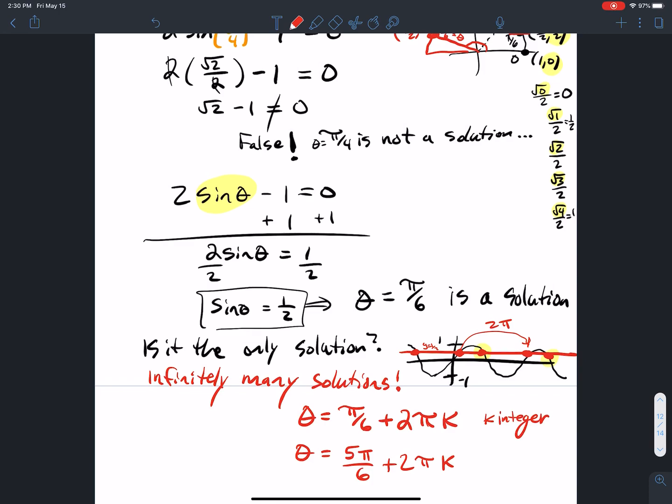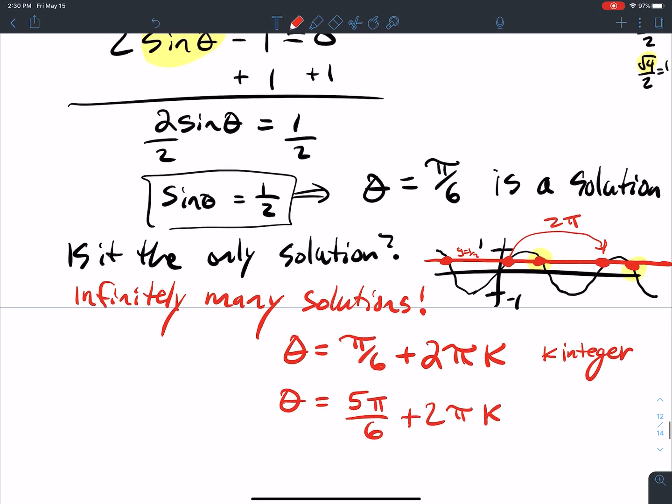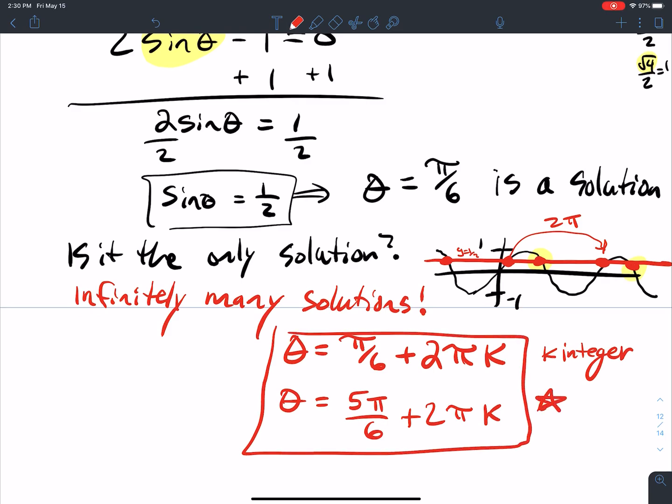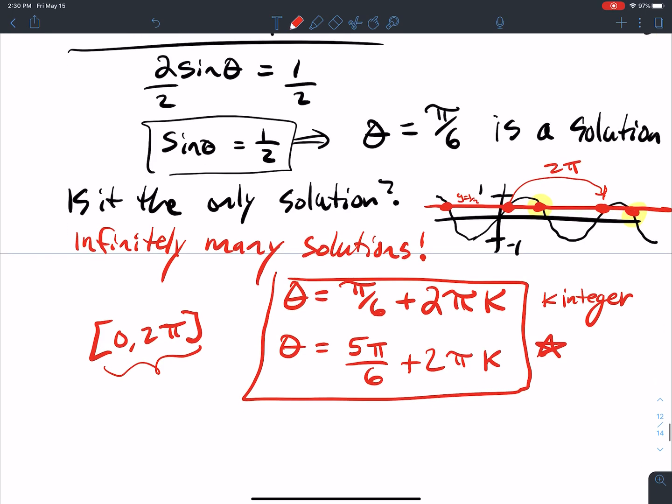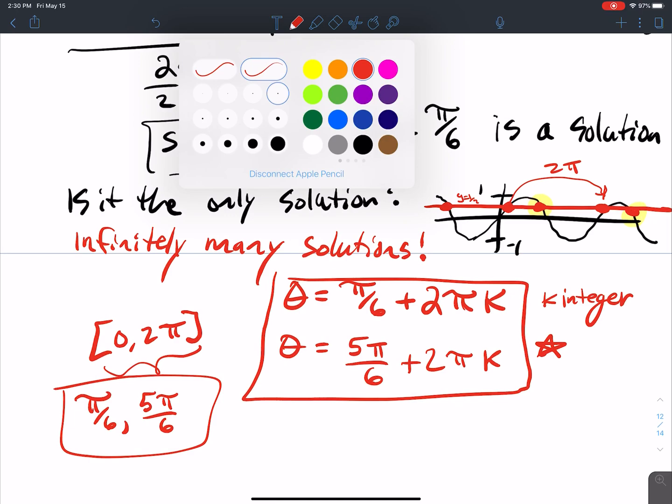When you're talking about possible solutions for some trigonometric equation, there's going to be two types of questions you're going to run into. Either it's going to say, give some general formula for all the solutions, so something like this, or it's going to say, we're going to restrict this to 0 to 2 pi, find all the solutions on this interval. Okay, so if that's the case, the only solutions would be pi over 6 and 5 pi over 6. Okay, so be careful, read what it asks you to do, and don't do any more than what it asks.